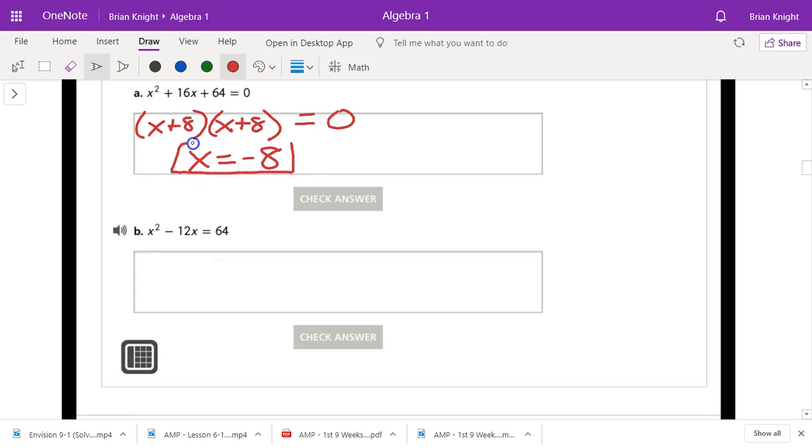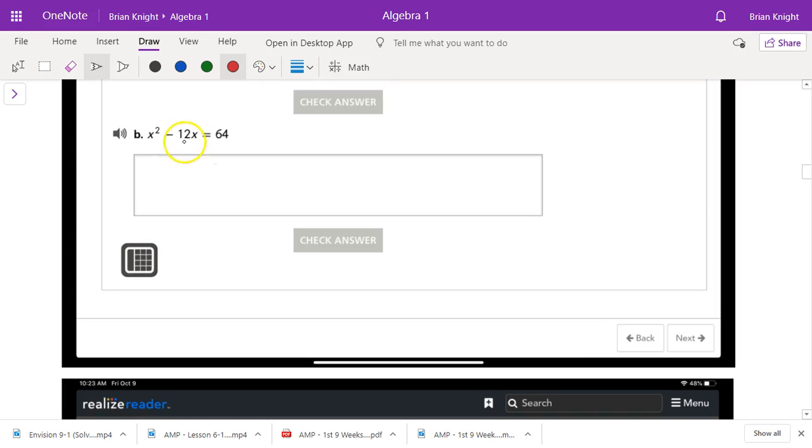Remember yesterday when we graphed them? Sometimes we got 2 solutions. Sometimes we just got 1 solution. Okay, so this would be a case where we're just getting 1 solution. All right. How about the next one?